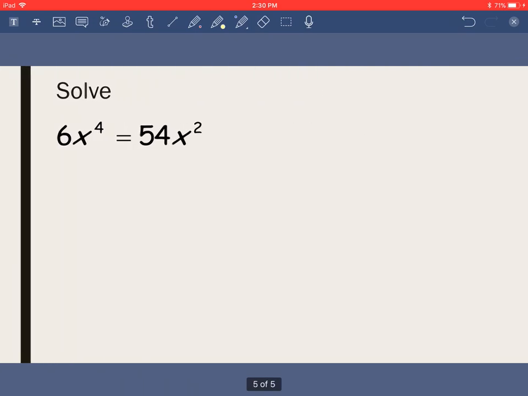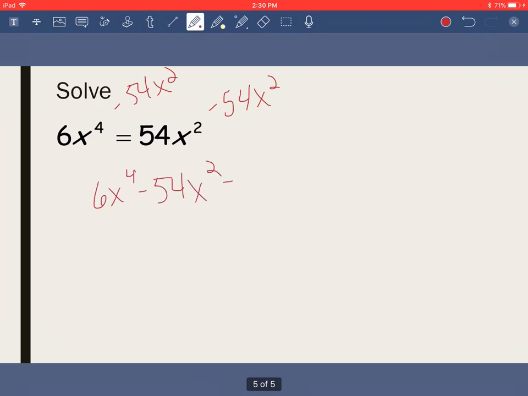And my last example, I have 6x to the 4th equals 54x squared. So I need to get everything over to one side, so I'm going to subtract 54x squared from both sides. So I have 6x to the 4th minus 54x squared equals 0. I can factor. So I have two terms. I'm going to see what they have in common. So I can factor a 6x squared out of both. And I'm left with x squared minus 9.